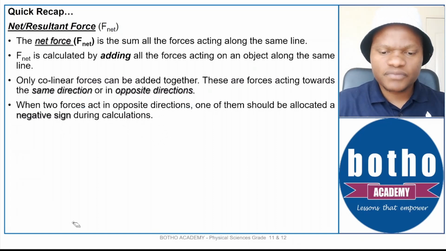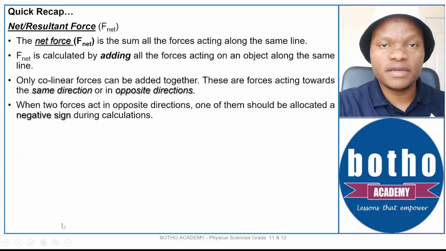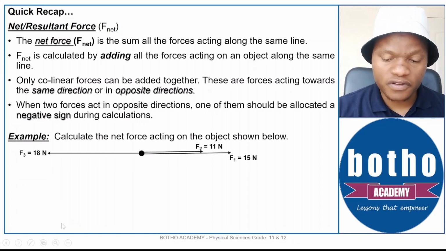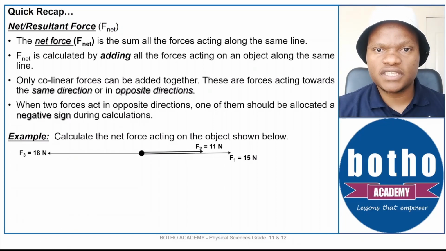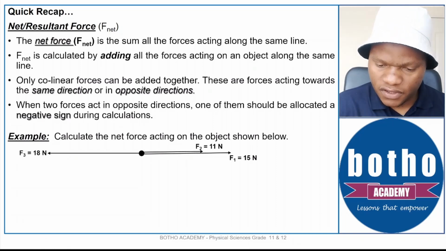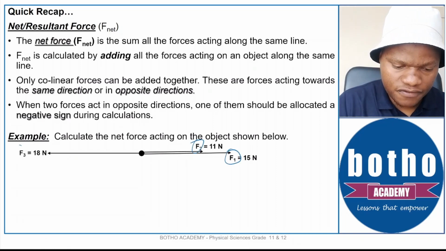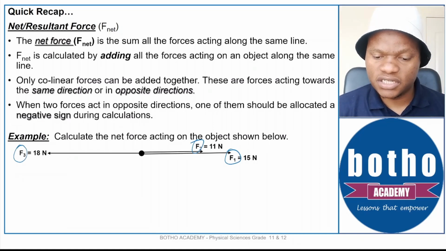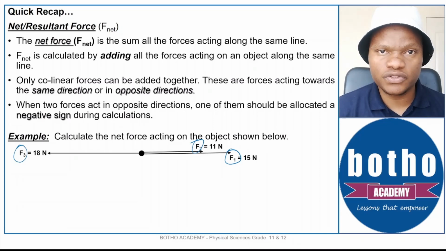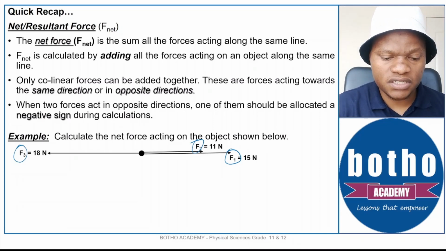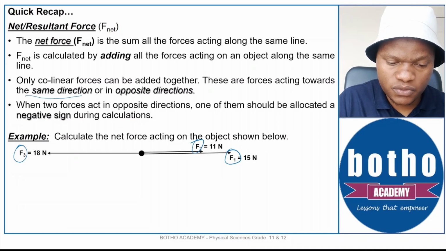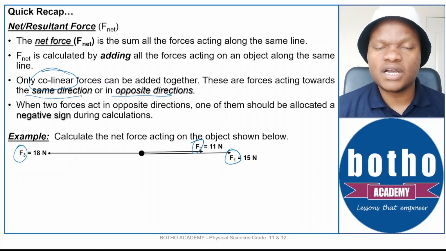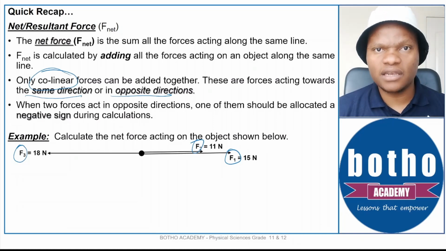So let's look at a worked example. In this example, you have three forces which are vectors: F1, F2, and F3. These vectors, as we can all see, are either going in the same direction or in the opposite direction. F1 and F2 are going in the same direction, and F3 is in the opposite direction. Therefore, because we have same direction and opposite direction, it means these vectors are collinear. Therefore, they can be added.